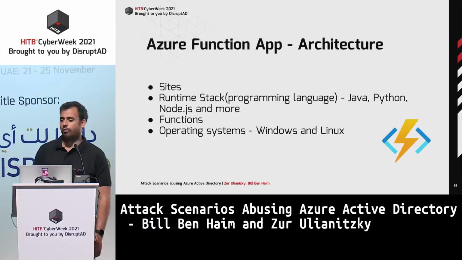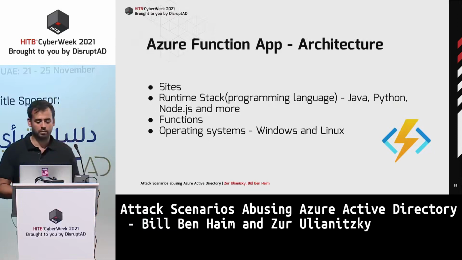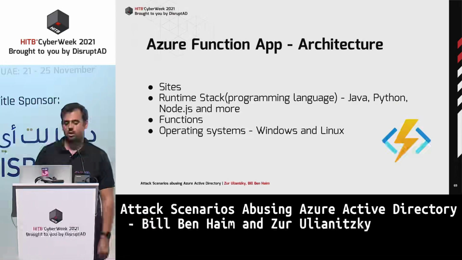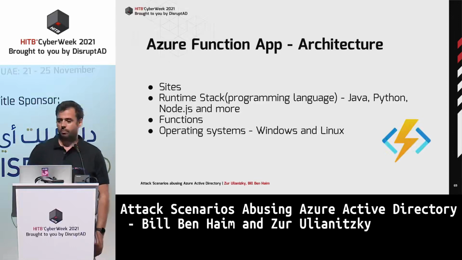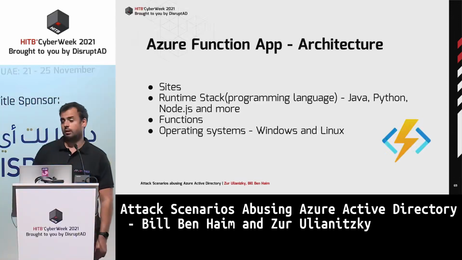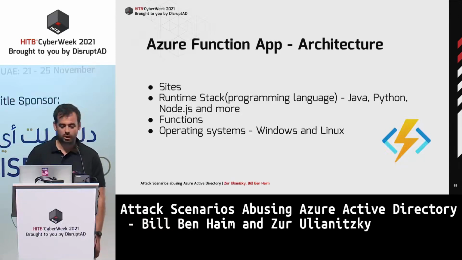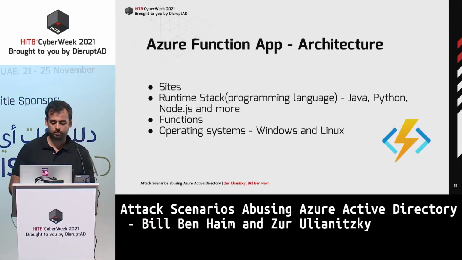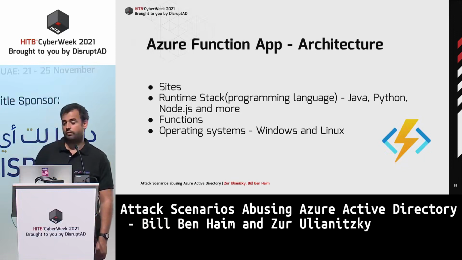Let's give a brief overview of the Azure Function App architecture. Every Function App has its own site. It can also hold multiple sites, which means a serverless website. Within every site, there is the runtime stack, which is the actual programming language. It can hold Java, Python, Node.js, and more. Within every site, you have the actual functions which run that code behind the scenes.